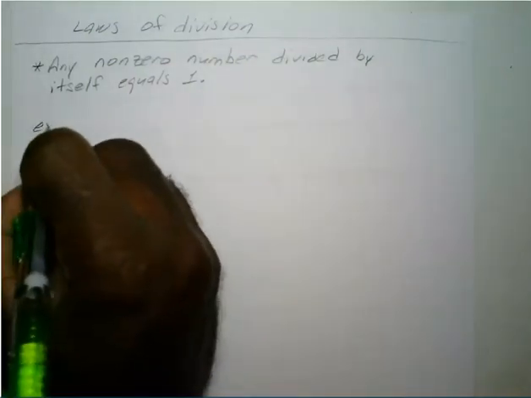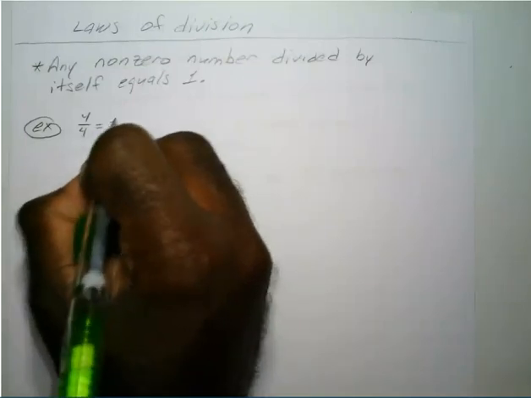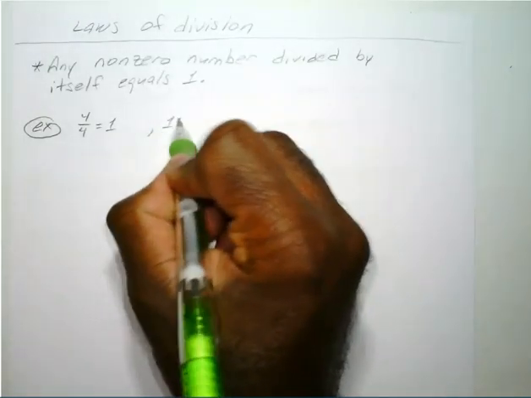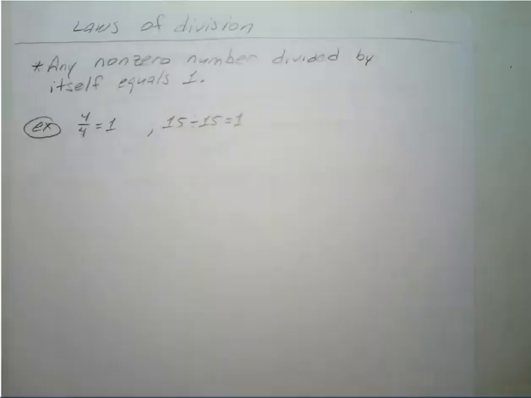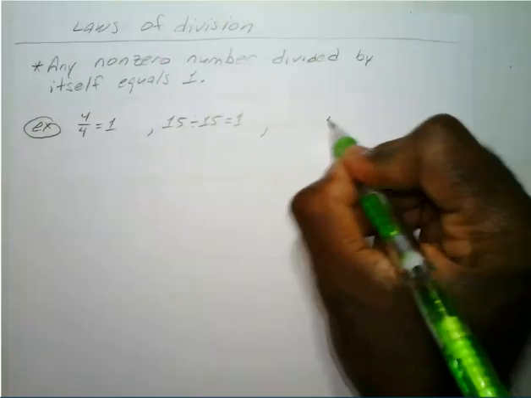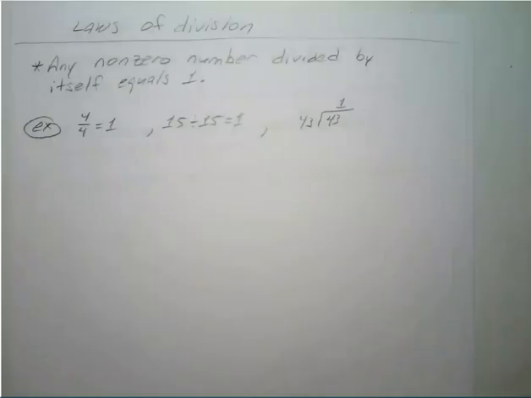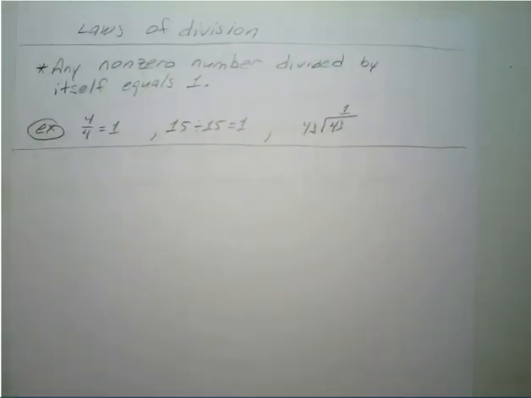Okay, so what does that mean? Well, for example, 4 divided by 4 will equal 1, or 15 divided by 15, it's going to equal 1. Or 43 divided by 43 is going to equal 1.